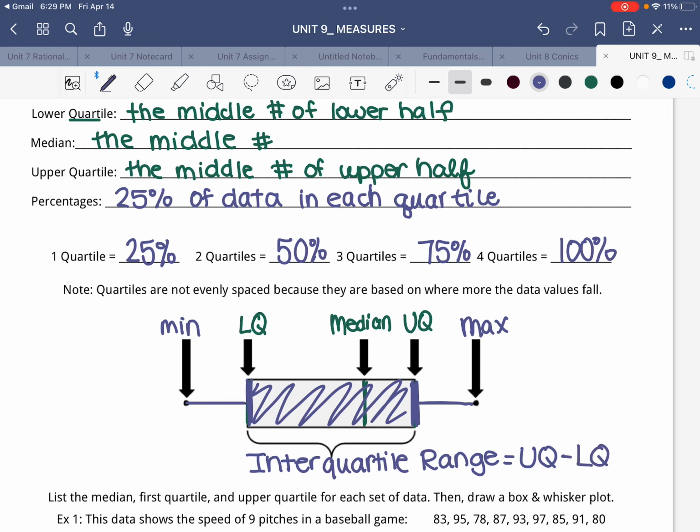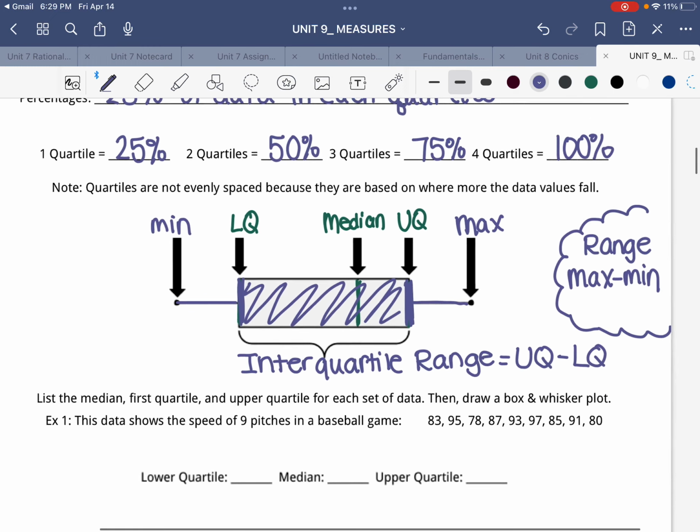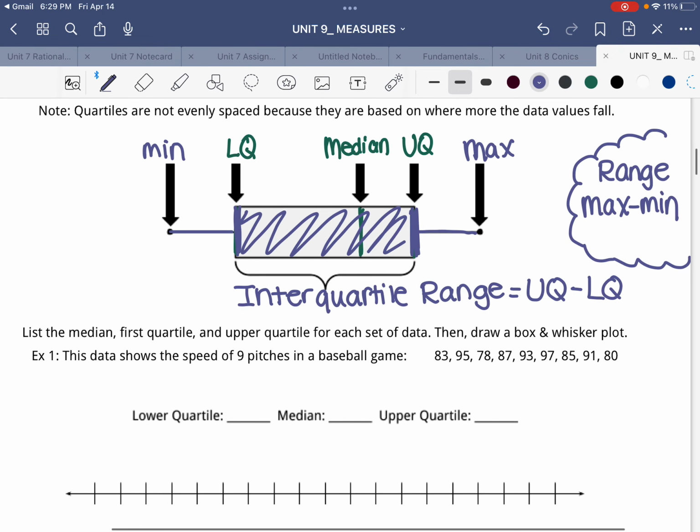And since I'm talking about range, I'm going to add a little bubble over here like this. And I'm going to say that range, regular range, is max minus min. So the interquartile range is kind of the same thing as range, but for the box.